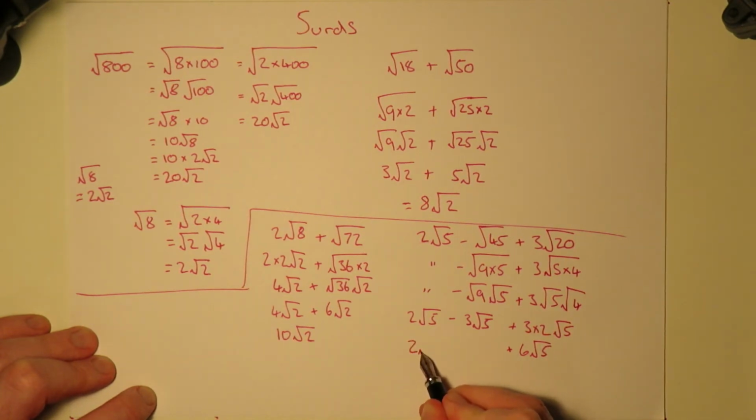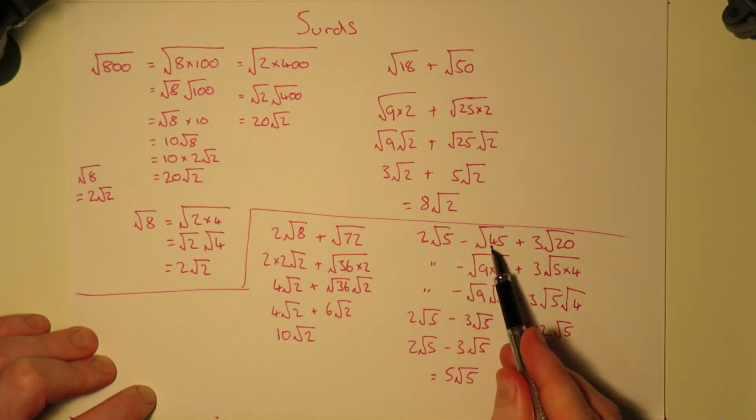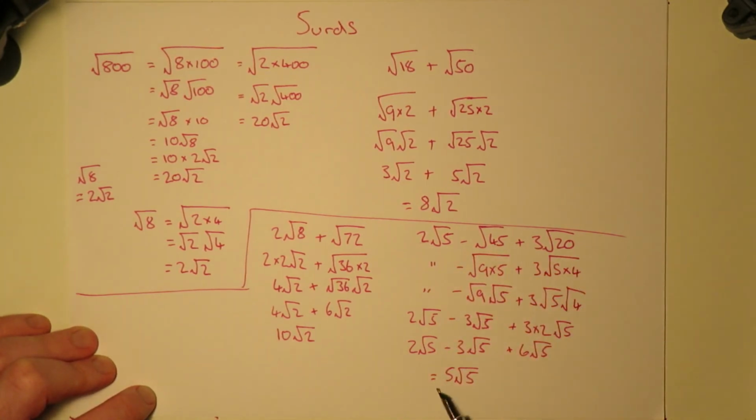So we've got 2 root 5 minus 3 root 5 plus 6 root 5. So 2 root 5 minus 3 root 5 is minus root 5, plus 6 lots of it is 5 root 5. And that there is the final answer. So 2 root 5 minus root 45 plus 3 root 20 simplifies to this here, which is nice and straightforward.